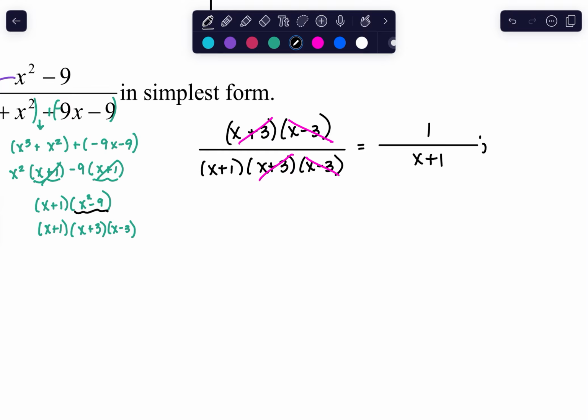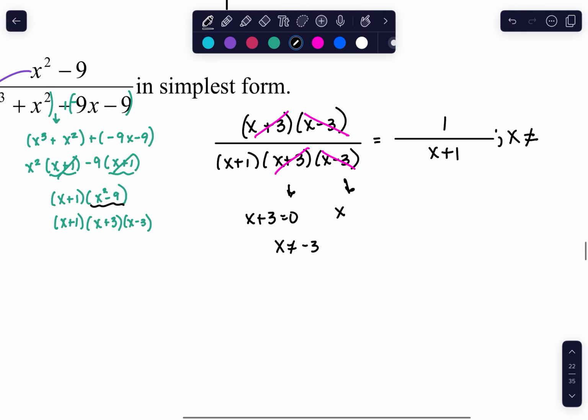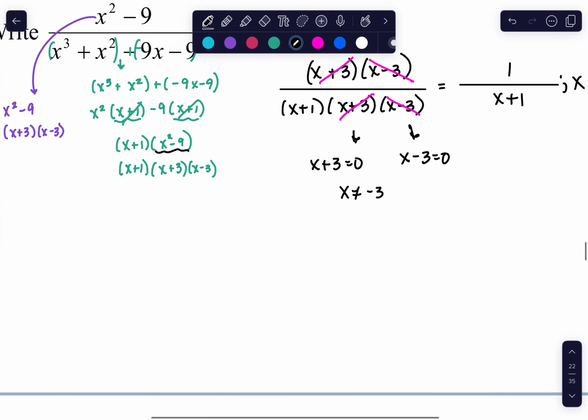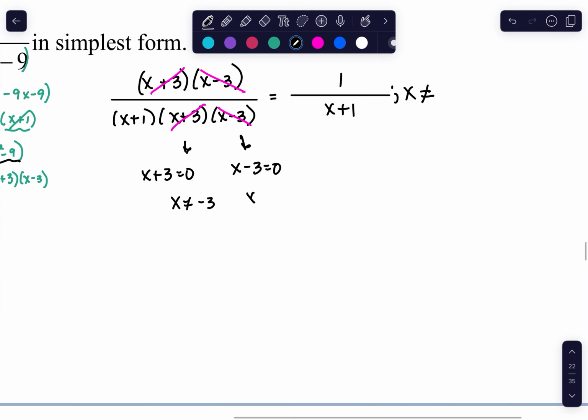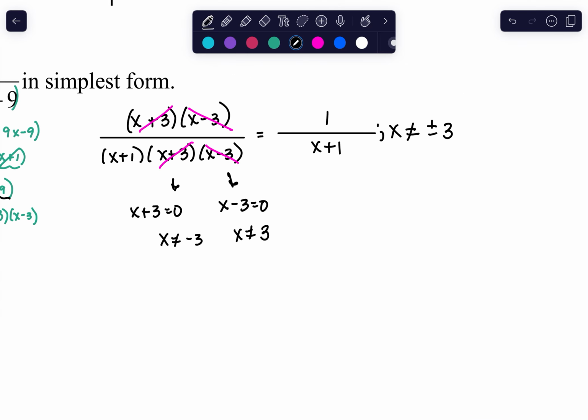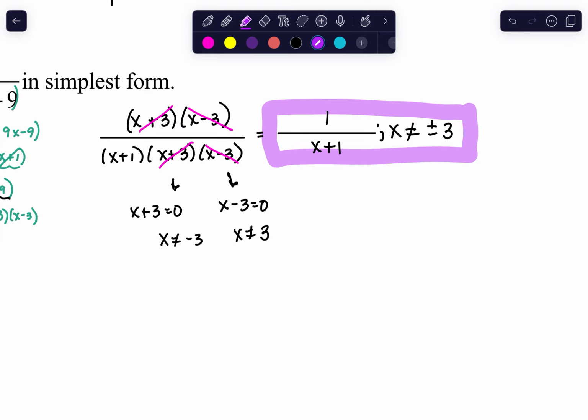But now I crossed off two things. So we have to set each of them equal. So x plus 3 equals 0. So x cannot equal negative 3. And then if I do the minus 3 equals 0, x cannot equal positive 3. So over here we can write x cannot equal plus or minus 3. That's our final answer there.